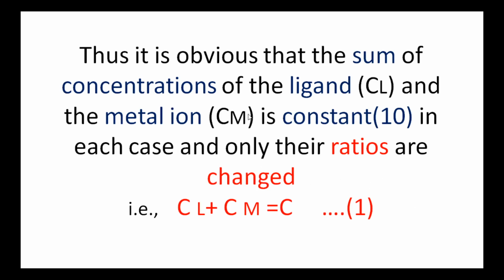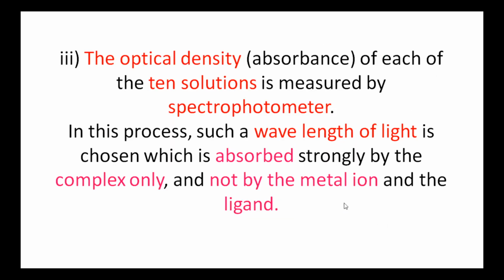Hence, we can commonly write this as a formula: Cl plus Cm is equal to C. Cl is the concentration of ligand, Cm is the concentration of metal ion. It is constant, it is equal to 10 ml. This is given as number 1 equation.